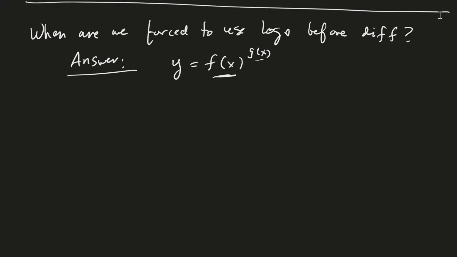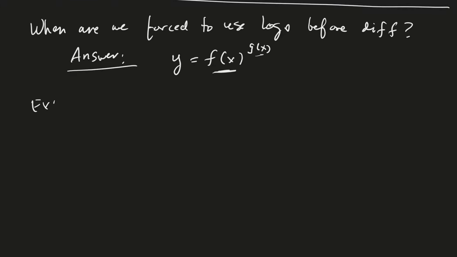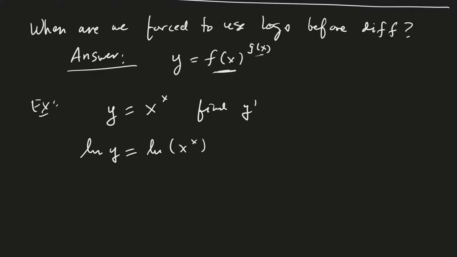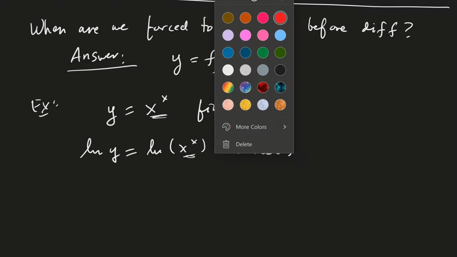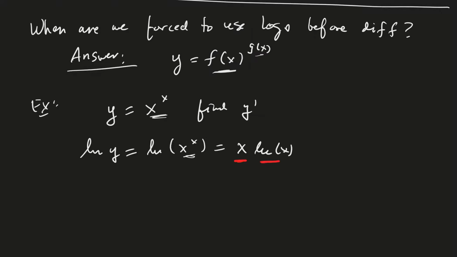Let's see why. So we'll do an example and then we'll look at the general case. Example, y equals x to the x, find y prime. Okay, so again, the very first thing you do is to take the log of both sides. And the reason we do that is because the right hand side changes from exponentiation into a product. And now we know how to differentiate a product.